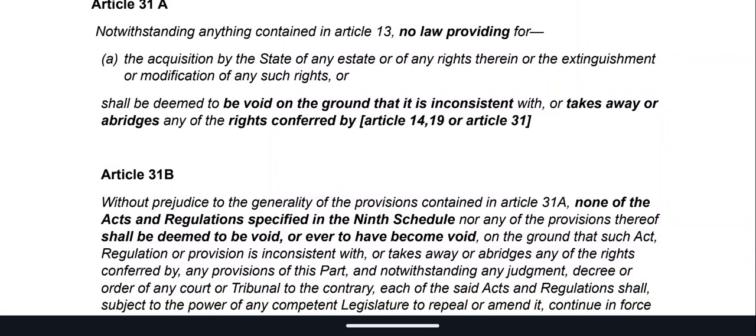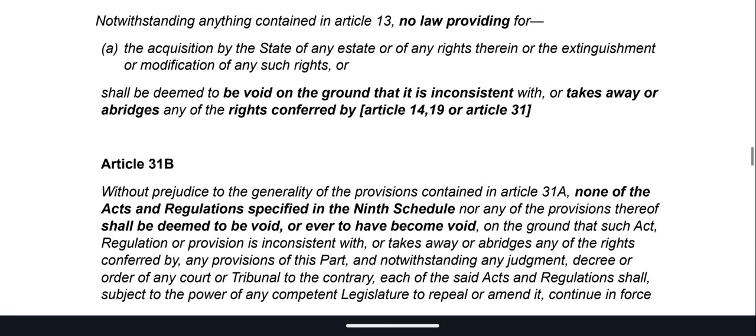So the final conclusion through article 31A was that even if a law is for the acquisition by the state of any estate or any rights, such as the Bihar Land Reform Act, it is protected. Generally, if any law is taking away or curtailing my fundamental right, article 13.2 will hit. Once 13.2 hits, it will become void. Now that immunity from getting hit by 13.2 is provided by 31A.